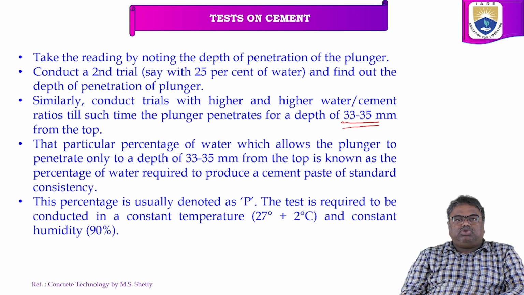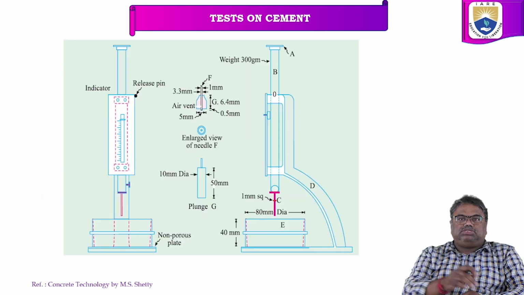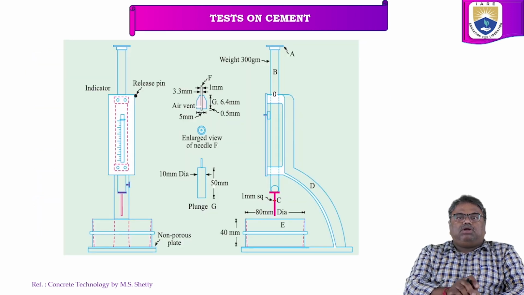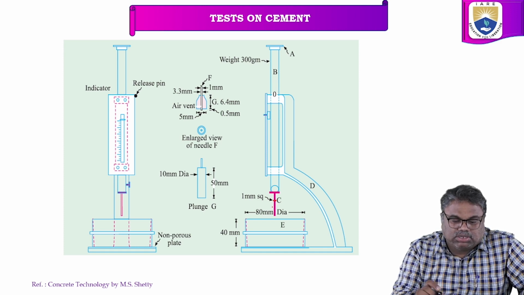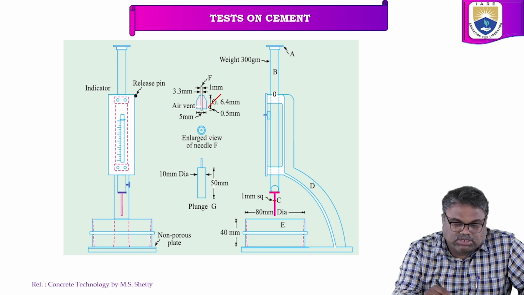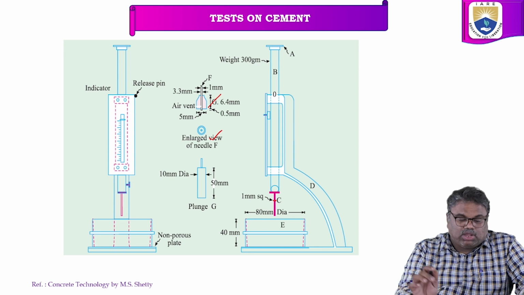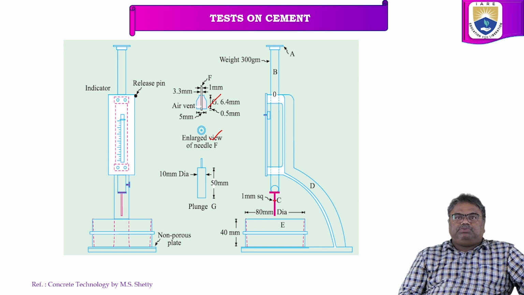And this test we need to do at room temperature with a constant humidity of 90%. So this is about standard consistency. These are the measurements given in this figure: the Vicat apparatus, the cement mold, and the plunger. This is for the final setting time, and this is the needle. This is the front view, and this is the side view of the Vicat apparatus.